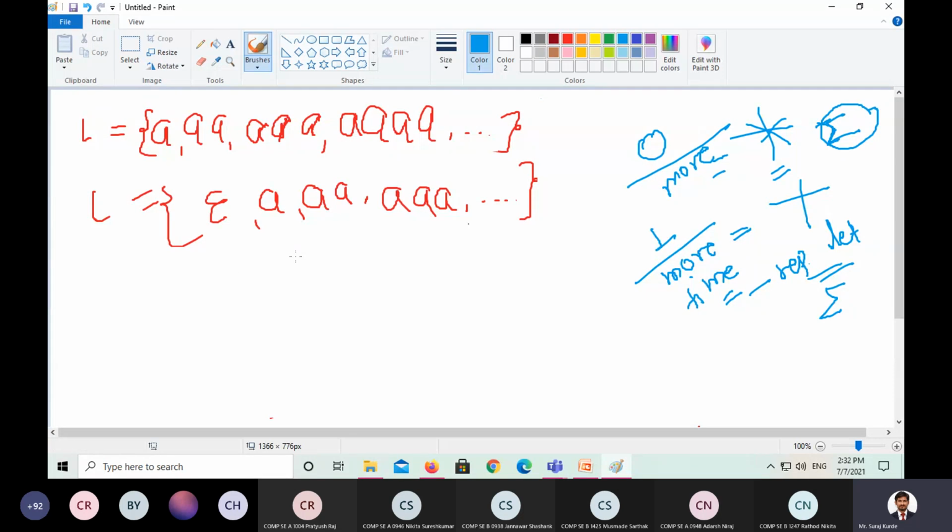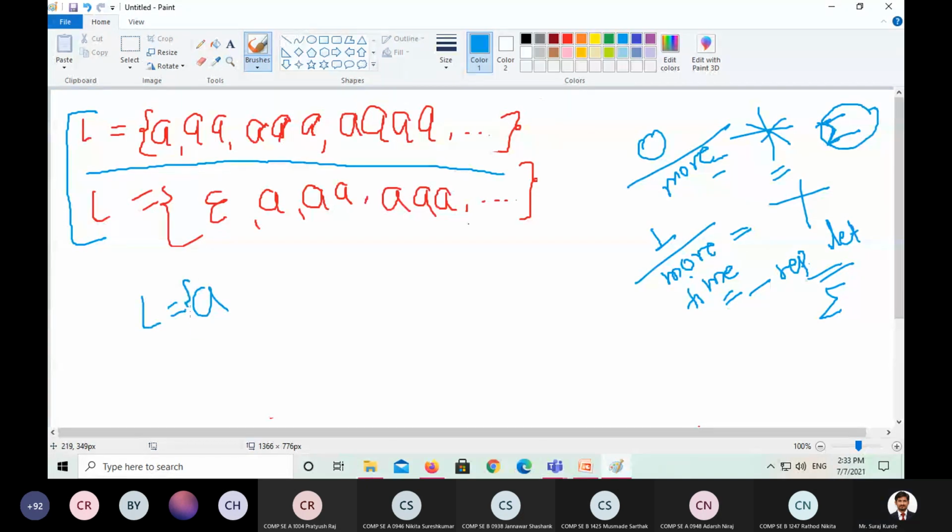Now, to understand that, let's see these two examples. The first language, L is equal to A, comma, double A, comma, 3 times A, comma, 4 times A, and so on. So one A is increasing. Each string will have one A more than the earlier string. The minimum string is A, its length is 1. Second is double A, length is 2. 3 times A, length is 3. Now this length is increasing with each string.